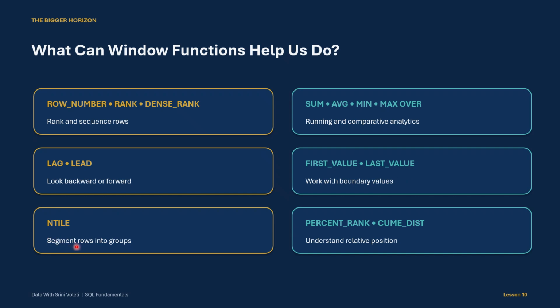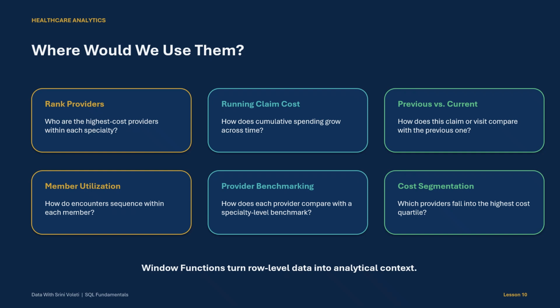Now connect the concept to the kind of work we are doing throughout this channel. Suppose we want the highest cost providers within each specialty. Ranking functions are a natural fit. Suppose we want cumulative claim spending over time. A running sum can help. Suppose we want to compare a member's current claim with the previous claim. LAG becomes extremely useful. Suppose we want to sequence visits or claims within each member. ROW_NUMBER can help us create that order.